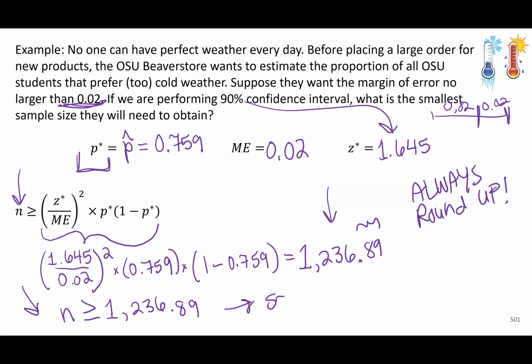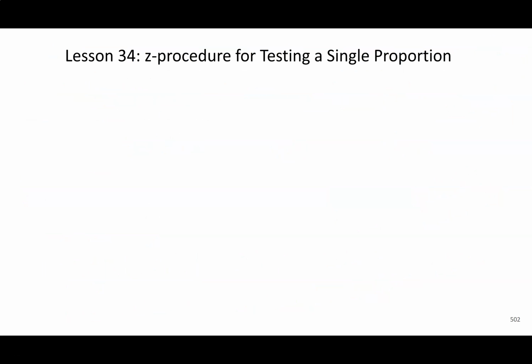So we're going to sample, or you should sample at least 1,237 students in order to make sure that your 90% confidence interval is no wider than 0.04. That's what that's coming out to. So that's it for lesson 34, and we're going to talk about hypothesis tests next.